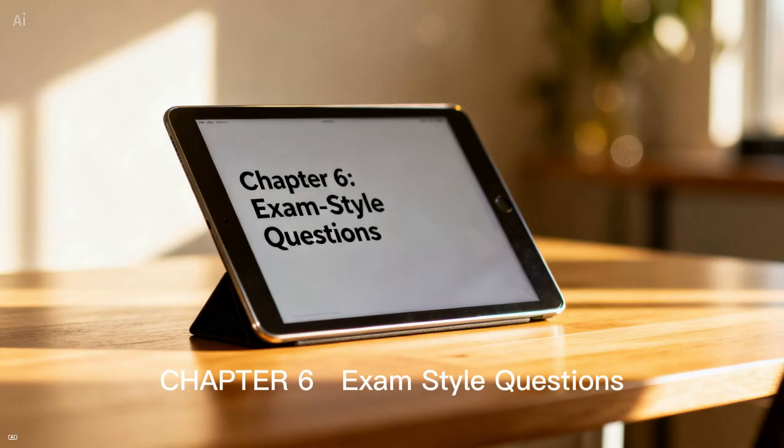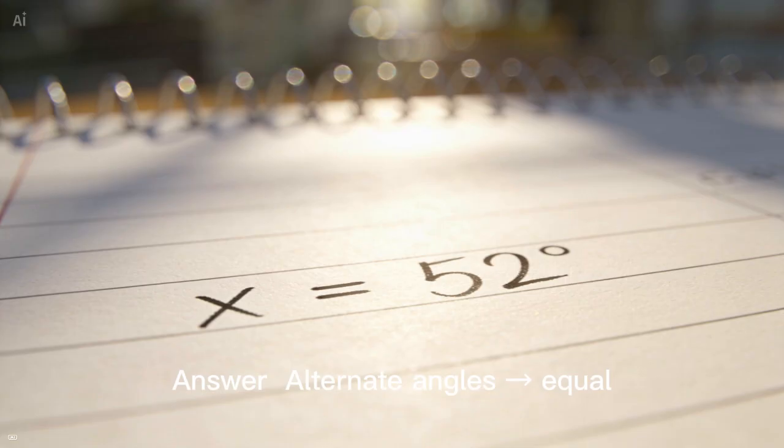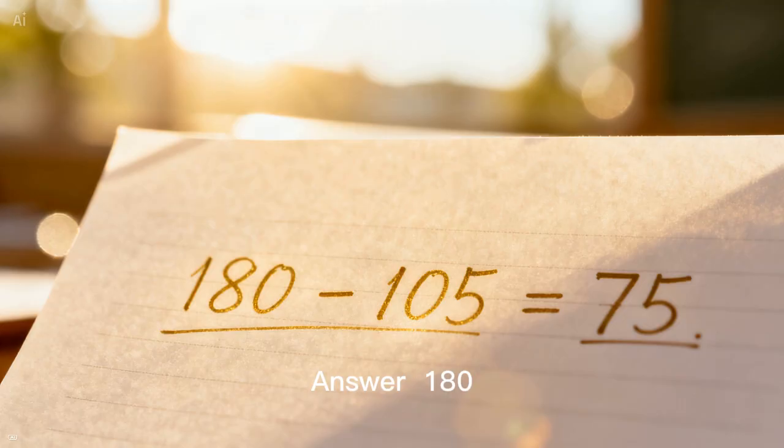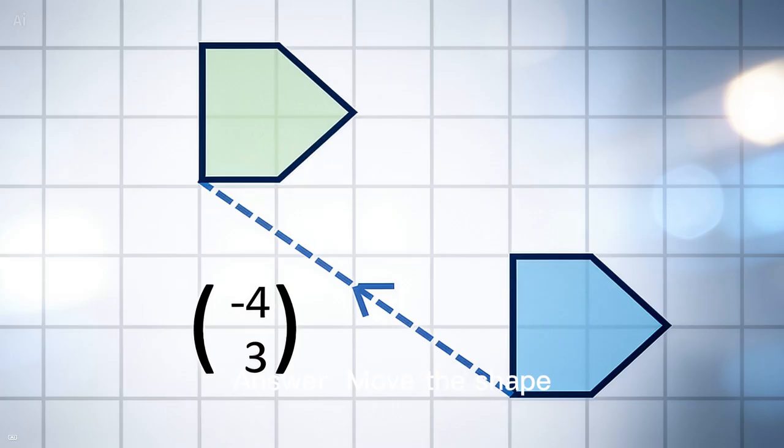Chapter 6. Exam-style questions. Question 1. Angles in parallel lines. Find angle x. Answer: alternate angles are equal, so x equals 52. Question 2. Triangle. Angles are 40 and 65. Find the third. Answer: 180 minus 105 equals 75. Question 3. Translation. Translate the shape by x direction -4, y direction 3. Answer: move the shape left 4, up 3.